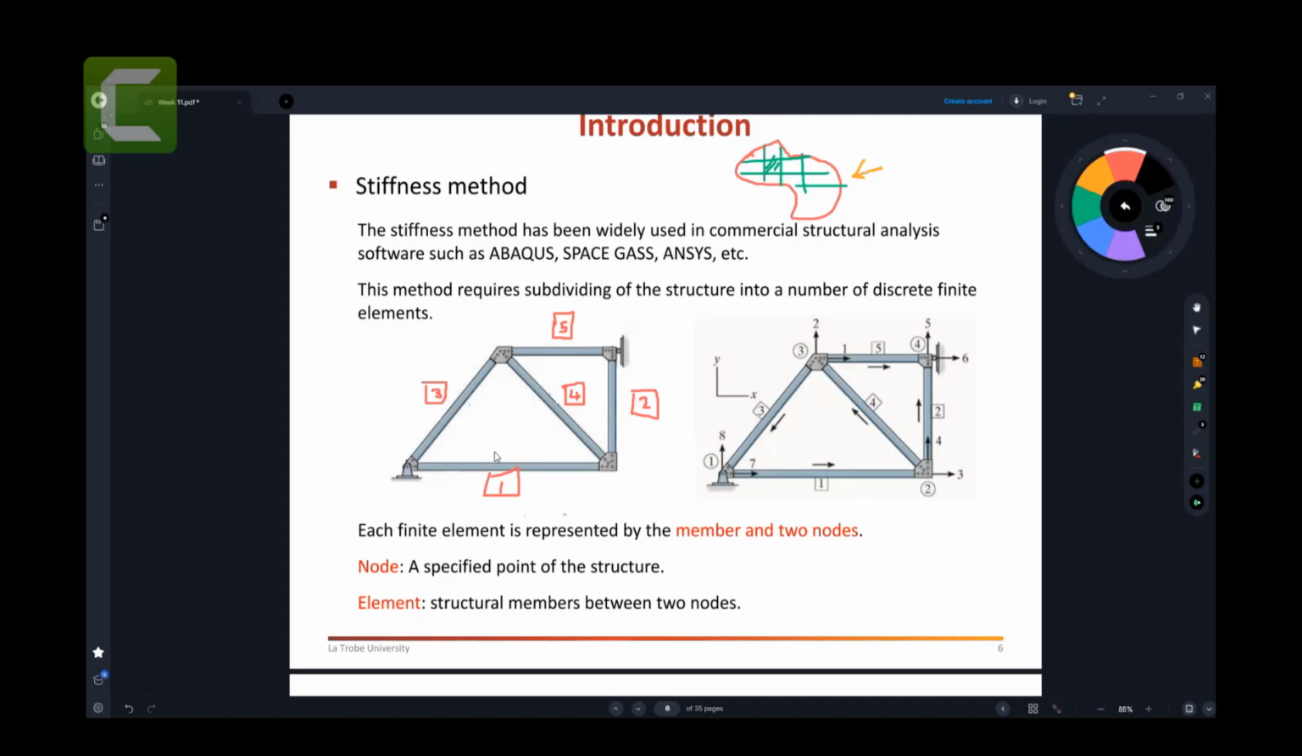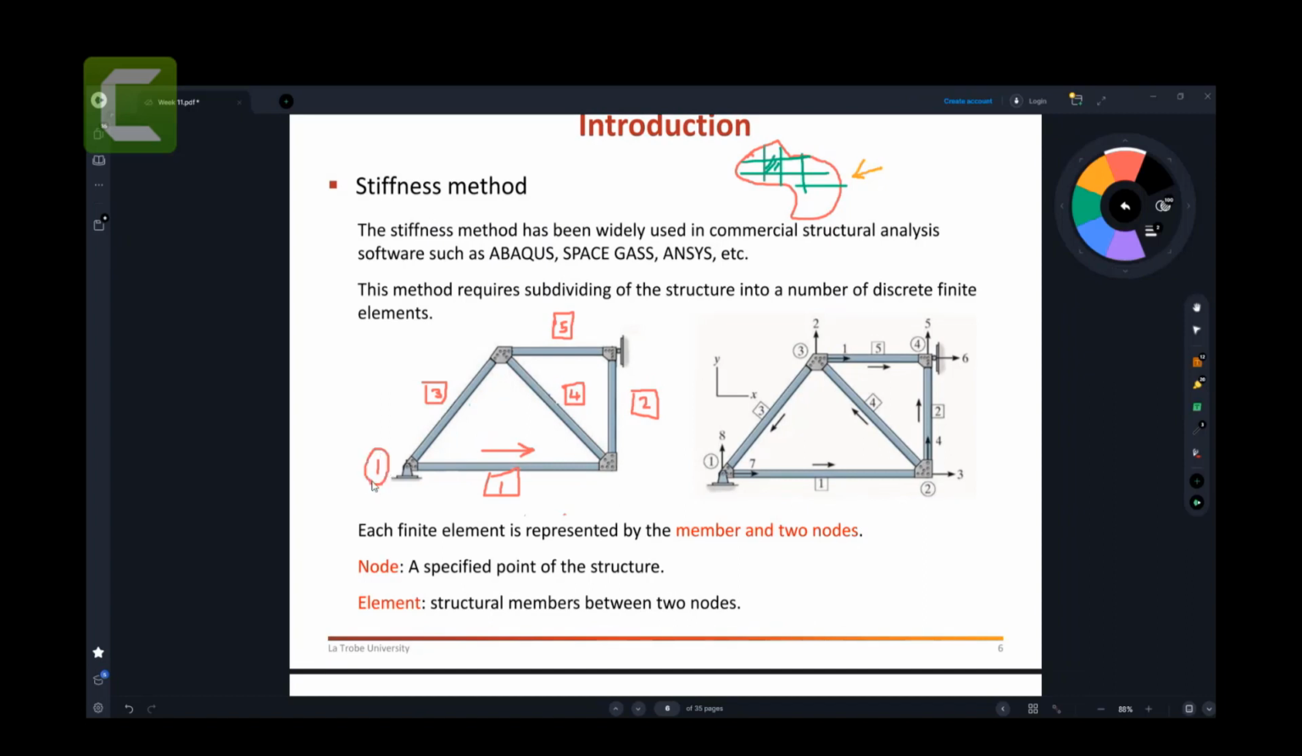Now, this arrow is called location vector. This arrow is called location vectors. What is the importance of this arrow? The importance of this arrow is... okay, before we put on the arrow, let's put these ones.